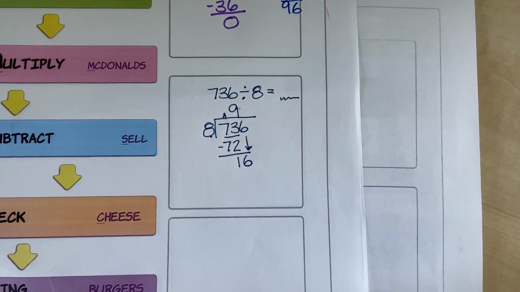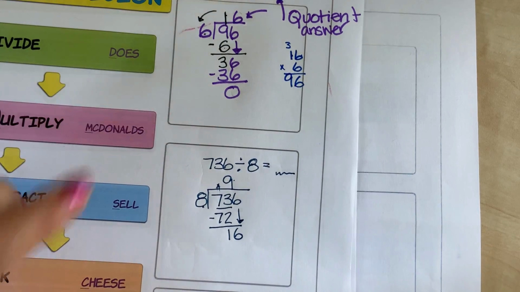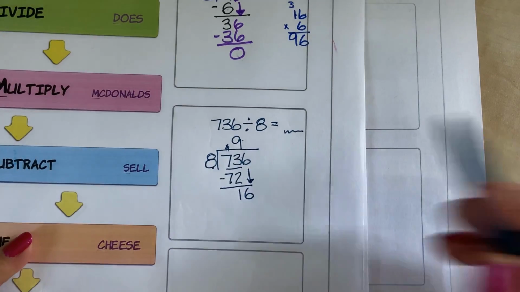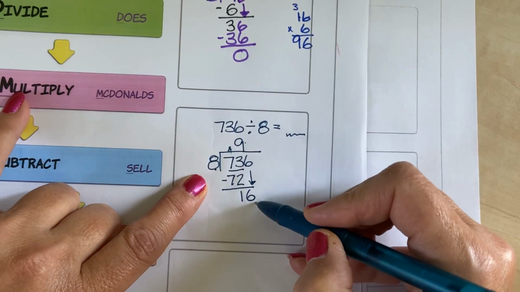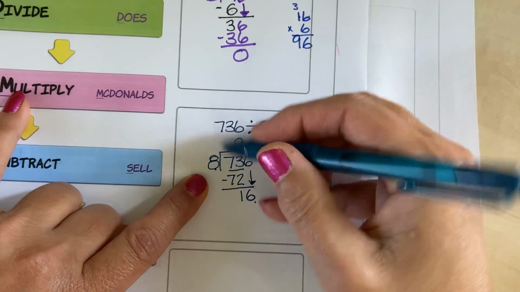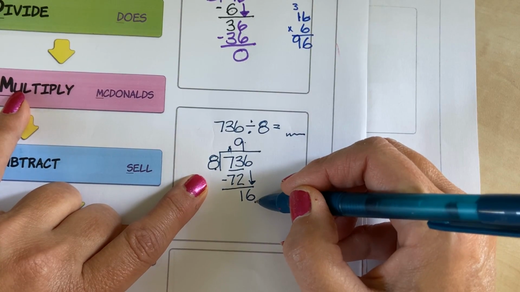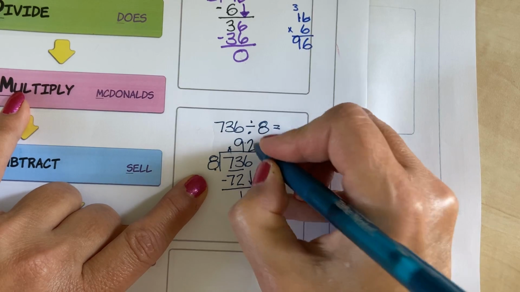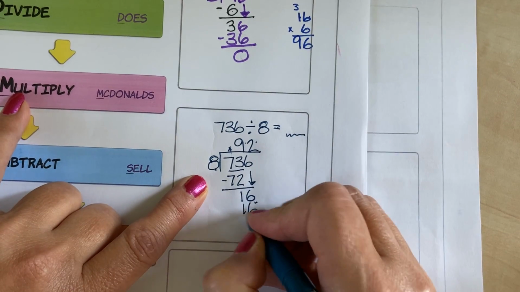All right. Now you start all over again. So you're done when your remainder is 0 like this, and you don't have any more numbers to bring down. All right, so now I'm going to say 8 goes into 16. It doesn't go into 1. So how many 8s go into 16? 2 times 8 is 16.